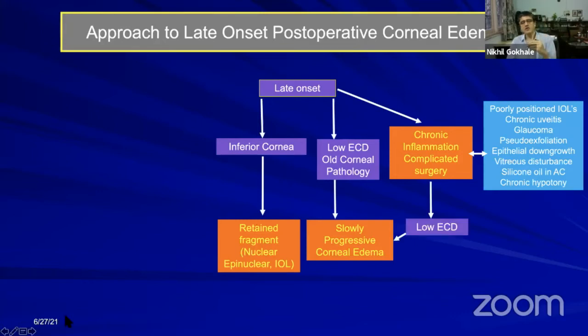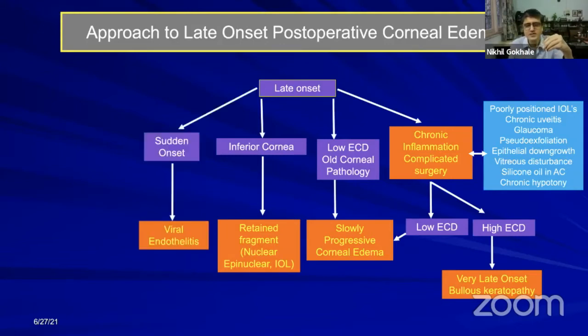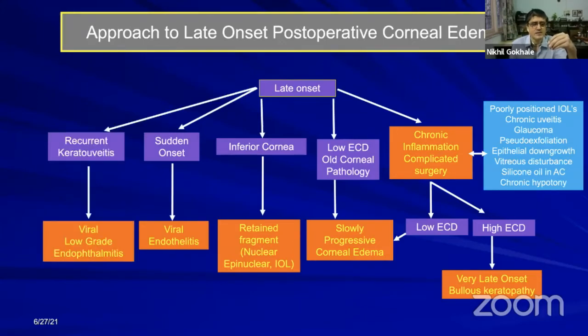Now, if they started with a low cell density pre-operatively, they may come in the early post-operative period. However, if they started with a very good cell density, they might present as a late onset bullous keratopathy years after surgery. With a sudden onset of corneal edema and keratic precipitates after uneventful cataract surgery, one should also consider viral endothelitis, because they respond very well to antiviral plus steroid.